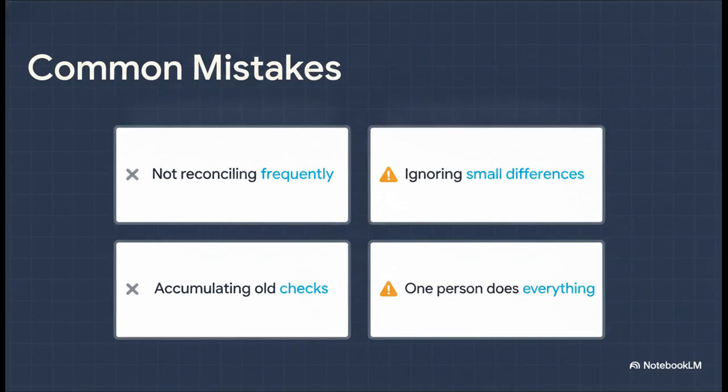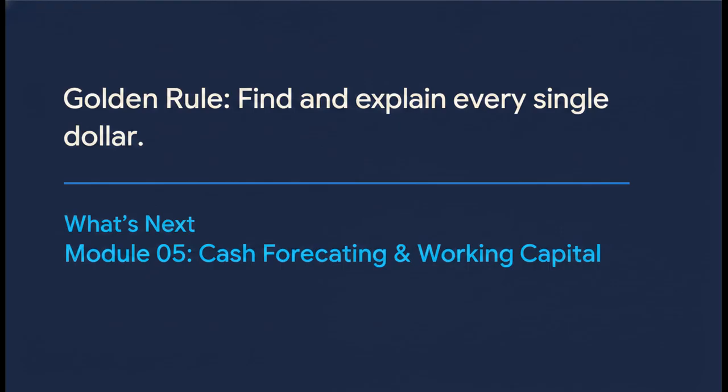Remember, timeliness is key here. The reconciliation should be completed within 5 business days of period end. If you remember the golden rule to independently find and explain every single dollar, you're going to be in phenomenal shape as you tackle your month-end close.